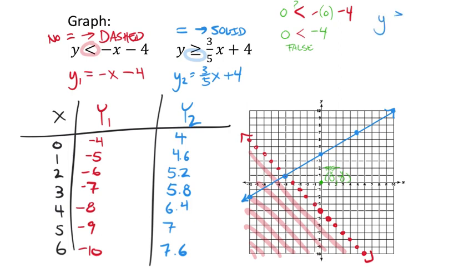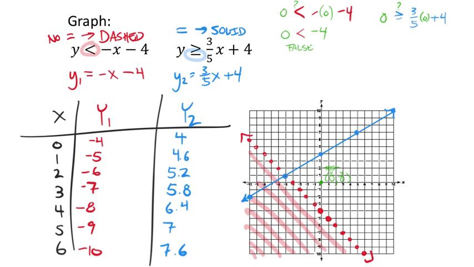So that's y is greater than or equal to 3/5 x plus 4. But we're using the origin where the x is 0, and then the y value also is 0. And we'll check to see if this is true. Now, once again, if it is true, we'll shade that side of the line. If it's false, then we'll shade the other side of the line.